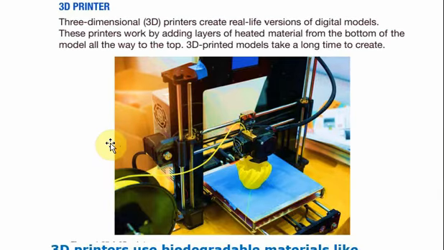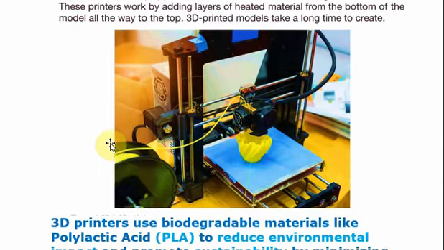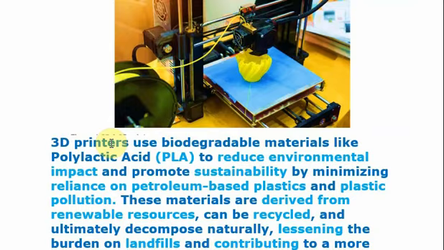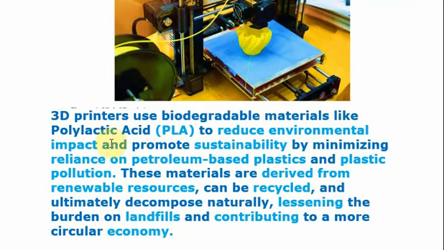A 3D printer prints 3D objects, printing from the bottom layer to the top layer, layer by layer. A 3D printer uses PLA material, therefore it reduces environmental impact, because petroleum-based plastic won't be used. Therefore it is environmentally friendly and plastic pollution won't be there. The material used here is PLA, not petroleum-based. That is one thing we need to remember, that's a big advantage.